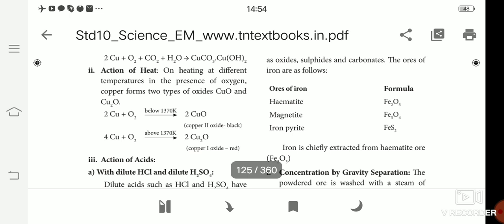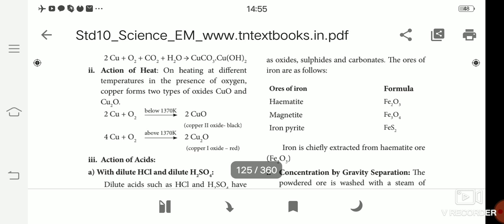Then on heating, copper reacts with oxygen at a temperature above 1370 Kelvin. The product is copper 1 oxide, and the color is red. Okay, this is the action of heat reaction.